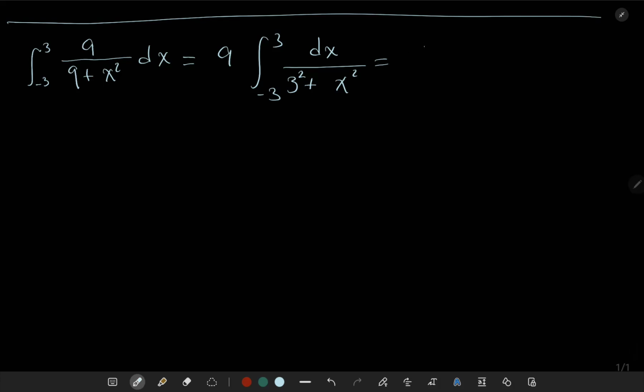So we get 9, that goes along for the ride, and remember we had 1 over a, so it's going to be 9 over 3, arctangent of x, which is our u, over a, so x over 3, all of it evaluated between -3 and 3. So that's 9 over 3, which is going to give me a 3. And then I'm going to have the arctangent.